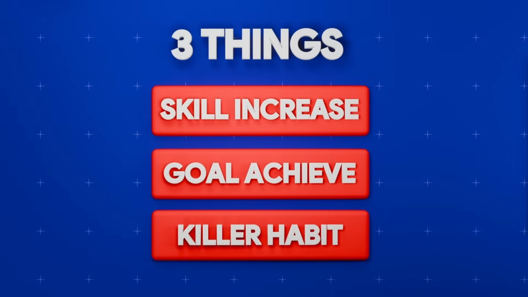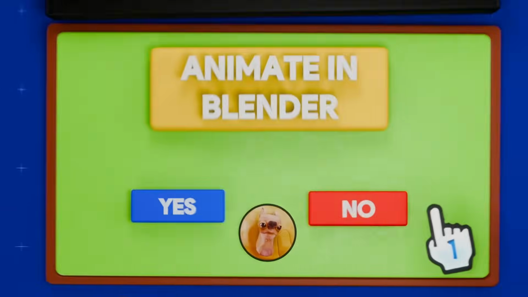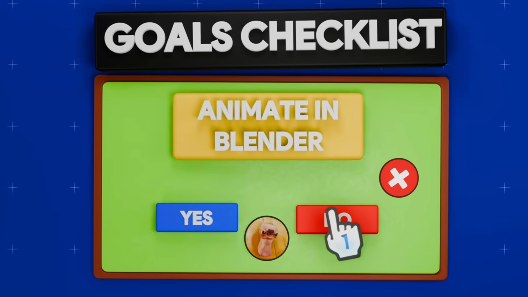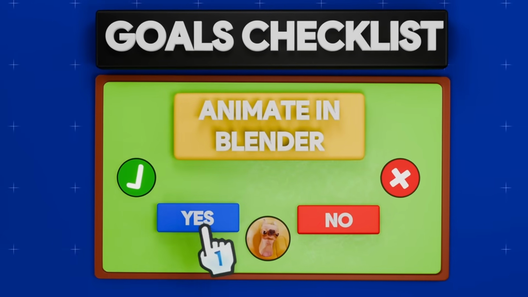It's super simple, and the reason I like this option way more is because the tracking is night and day. Did you or did you not animate in Blender today? If the answer is no, then you're not hitting the goal. And if the answer is yes, you're hitting it. I'm just realizing now that this video is weirdly philosophical. And if you're still watching, congrats. Because now we're getting to the fun stuff.